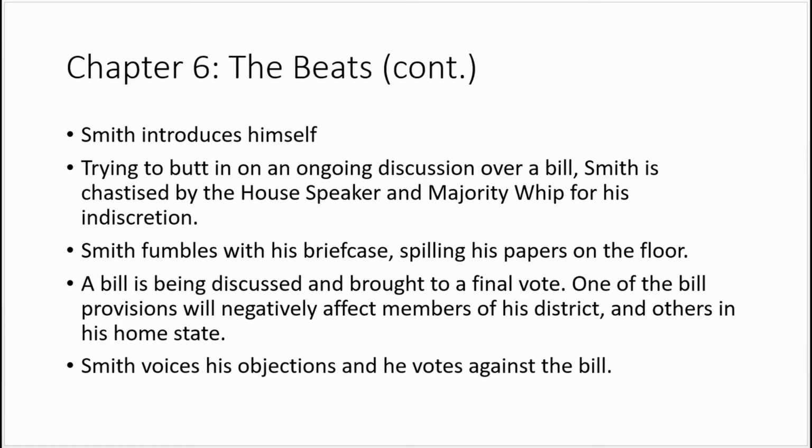Smith fumbles with his briefcase, spilling his papers on the floor. A bill is being discussed and brought to a final vote. One of the bill provisions will negatively affect members of his district and others in his home state. Smith voices his objections and votes against the bill.